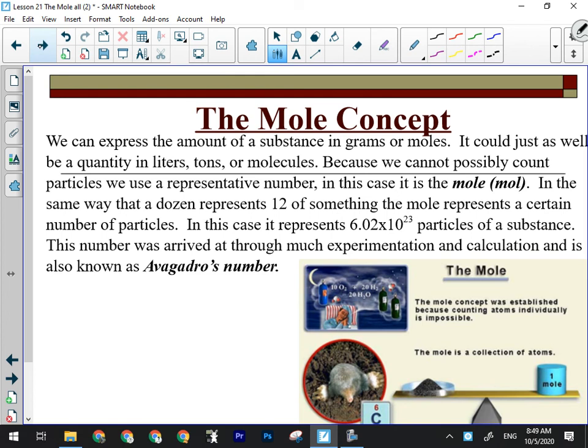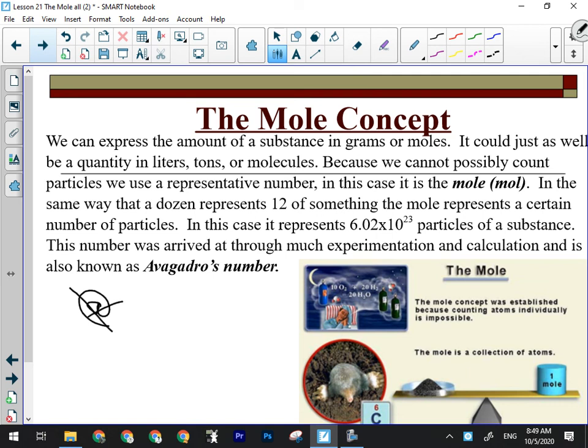All right, so we can express the amount of a substance in grams or in moles or in liters even if we wanted to. It could just as well be liters, tons, molecules, whatever, but we can't obviously count the number of particles, so we're using a representative number, in this case, the mole, which, because we're so very busy, is abbreviated mol. Take the E off and save yourself 25% of the time it would have taken you to write the whole word. You laugh. Our society is so busy, we have an abbreviation for the word at. True story.